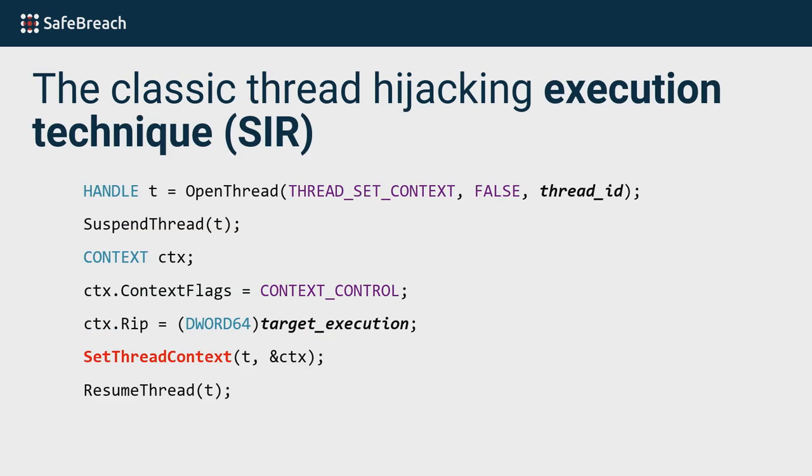So that was the APC style execution, and now moving to a classic thread hijacking execution technique, Suspend, Inject, and Resume, SIR for short. Again, the naive representation of this attack is opening the thread, suspending the thread, and then using SetThreadContext with RIP pointing at our desired location, and ResumeThread, and the thread is resumed with the RIP in our desired location and starts executing our code.